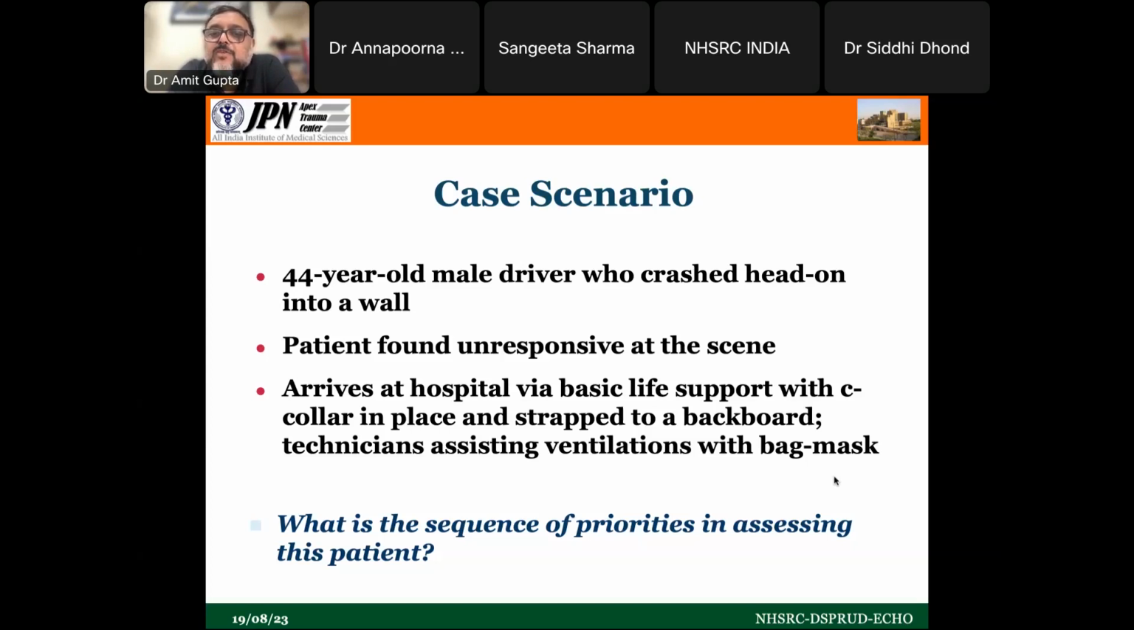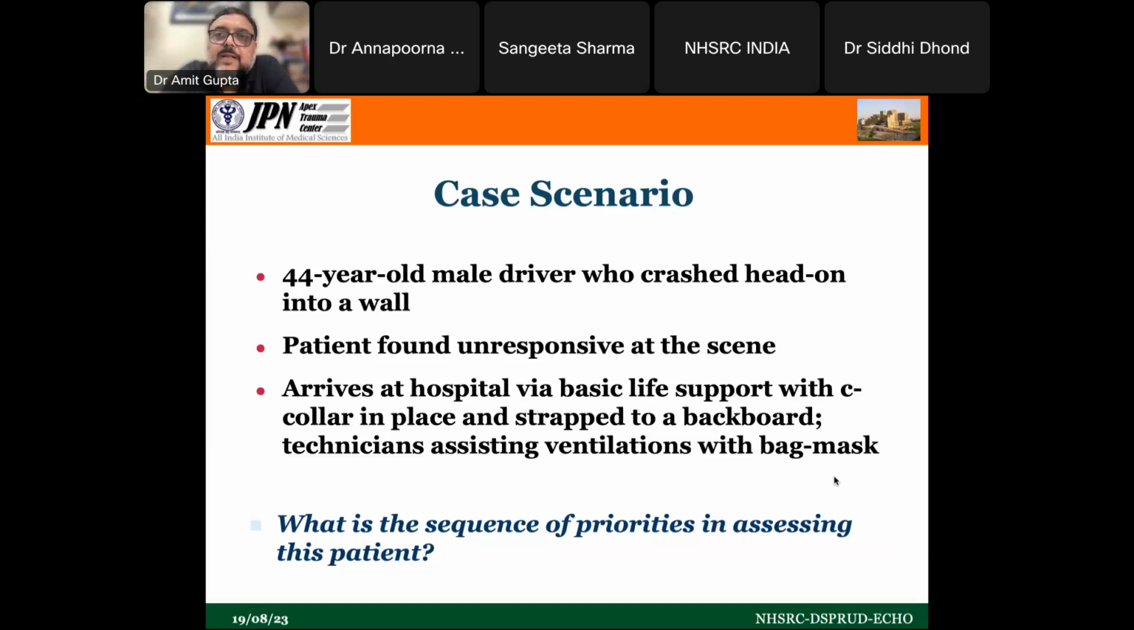What is the sequence of priorities in assessing this patient? Now, if you generally take the normal priorities, suddenly you would jump to the conclusion that the patient is unresponsive. He is unconscious. So he has got head injury. So let us get a CT scan done, or let us call the neurosurgeon. And you would forget any other resuscitative measure.